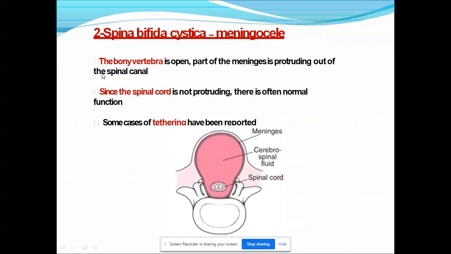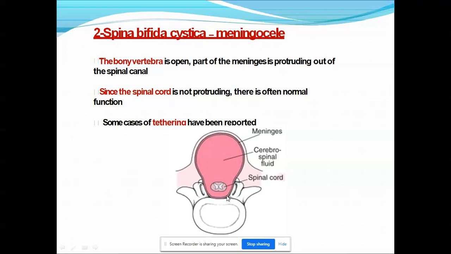Next is spina bifida cystica, meningocele. Okay, so the bony vertebra is open. Part of the meninges is protruding out of the spinal canal. So remember, meningocele means, as the word describes, the meninges. The meninges of the spinal cord will be protruding out of the spinal canal. Since the spinal cord is not protruding, there is often normal function. So function can be normal because only the meninges are protruding out. Some cases of tethering have been reported.